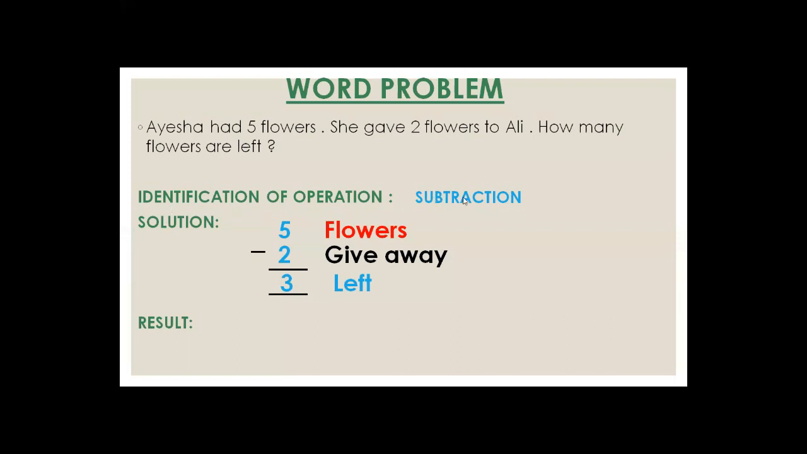First we write the identification of the operation and then solve it. After solving, we write the result. Now, Aisha has 3 flowers left. As you see here, the answer is 3. So you write here, Aisha has 3 flowers left. I hope you have all understood this word problem. Now, let's share the other word problem.